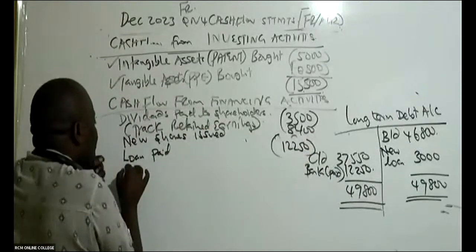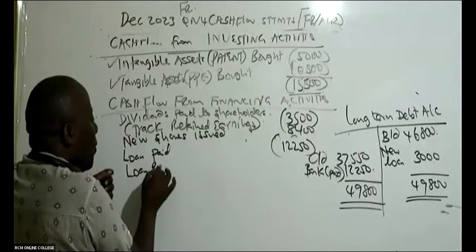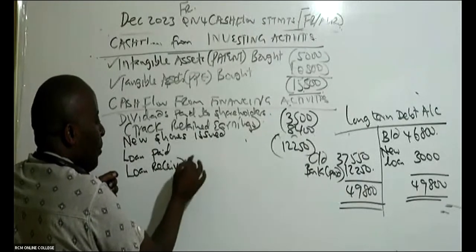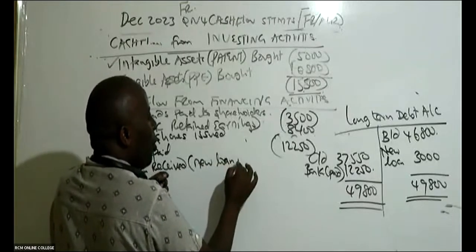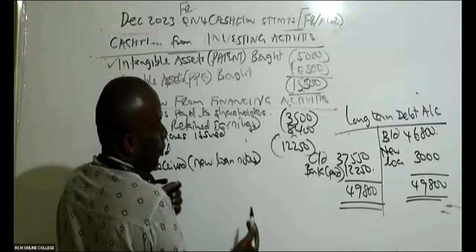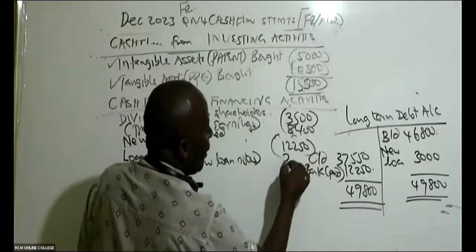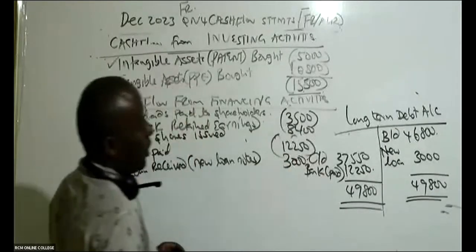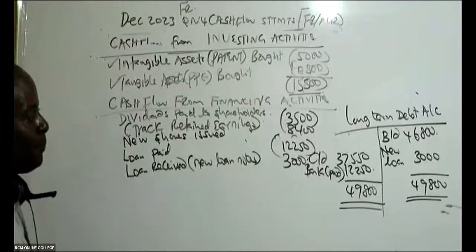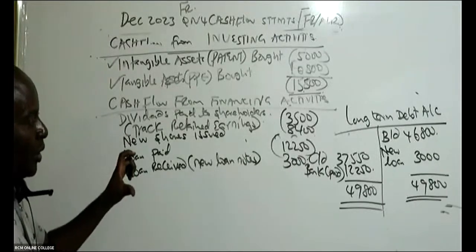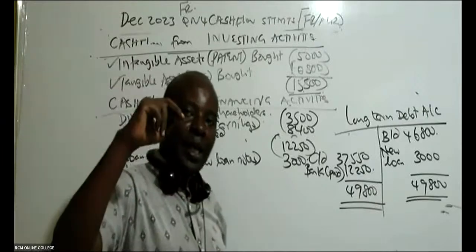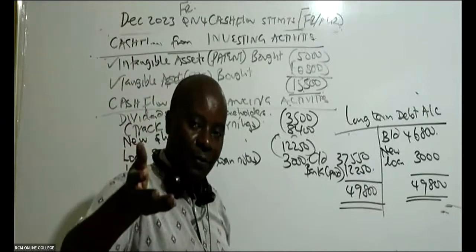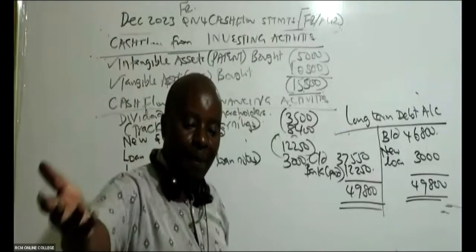But you see, we also received a new loan. Loan received because of new loan notes. So many guys will forget this one here. So the new loan note gave us 3,000 like that. So here we are looking at loan. For loan and the financing activities, you must tell us how much did we receive and how much loan did we pay?